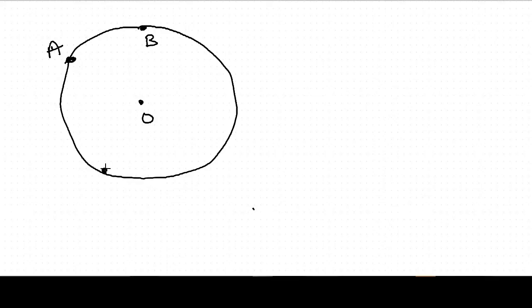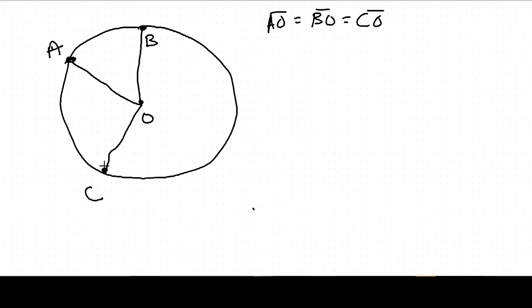And I'm going to put C there. So if I draw these lines here, what kind of lines did I just draw on that circle? Radiuses. Radiuses or radii. Yeah. Okay. What do I know about each one of those lines? They're the same. So AO is equal to BO is equal to CO because they're all radiuses.